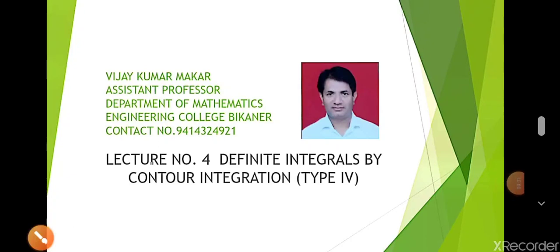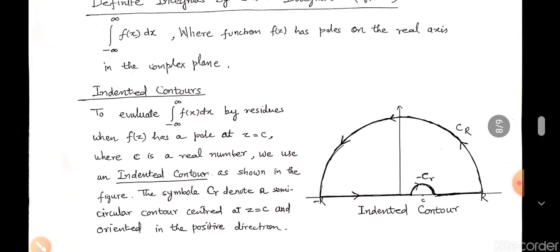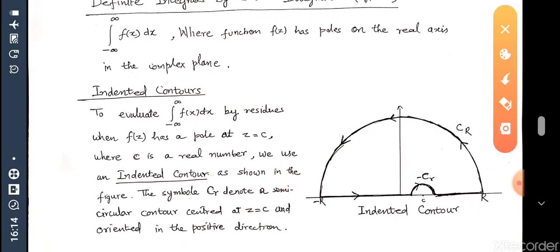Welcome students to lecture number 4, definite integrals by contour integration, type 4. In continuation of the last lecture, we start this lecture. In the last lecture, we solved Fourier integrals by contour integration with the help of Jordan's lemma. In this lecture, we solve an improper integral from minus infinity to infinity of f(x) dx.